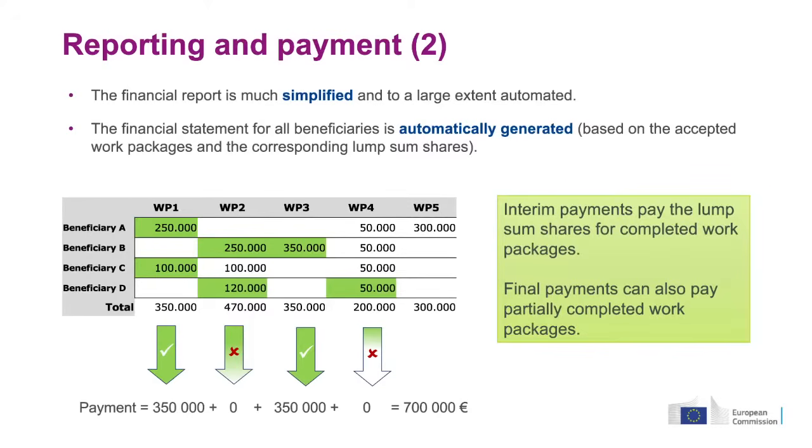So in this situation, automatically the system will calculate, assuming that work package 1 and 3 have been accepted, that there is a payment of 700,000 euro. All the corresponding financial statements are generated automatically, and there is no other work for you. This is purely also done through the coordinator. There is no interaction needed with any other beneficiary in that project.